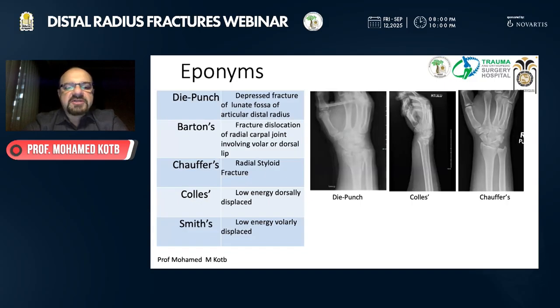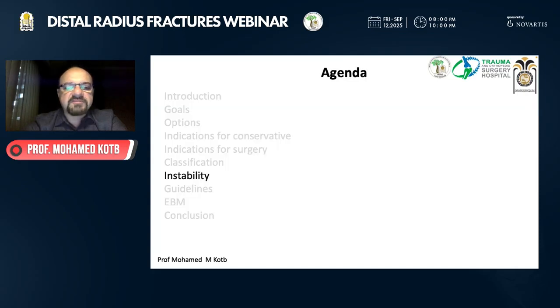Outside these classifications, there are some eponyms for the distal radius fracture, which are not present in all classifications. The die-punch is the depressed fracture of the lunate fossa in the articular distal radius. The Barton is the fracture dislocation of the radiocarpal joint involving the volar or dorsal lip. Chauffeur denotes radial styloid fracture. Colles is low energy, dorsally displaced, and the opposite of Colles is Smith, low energy and volarly displaced.